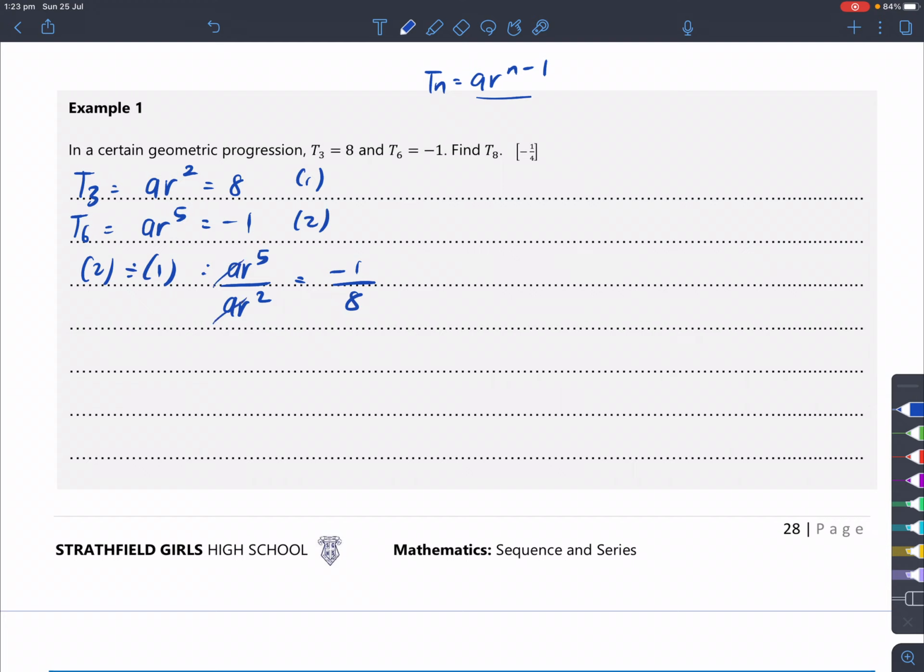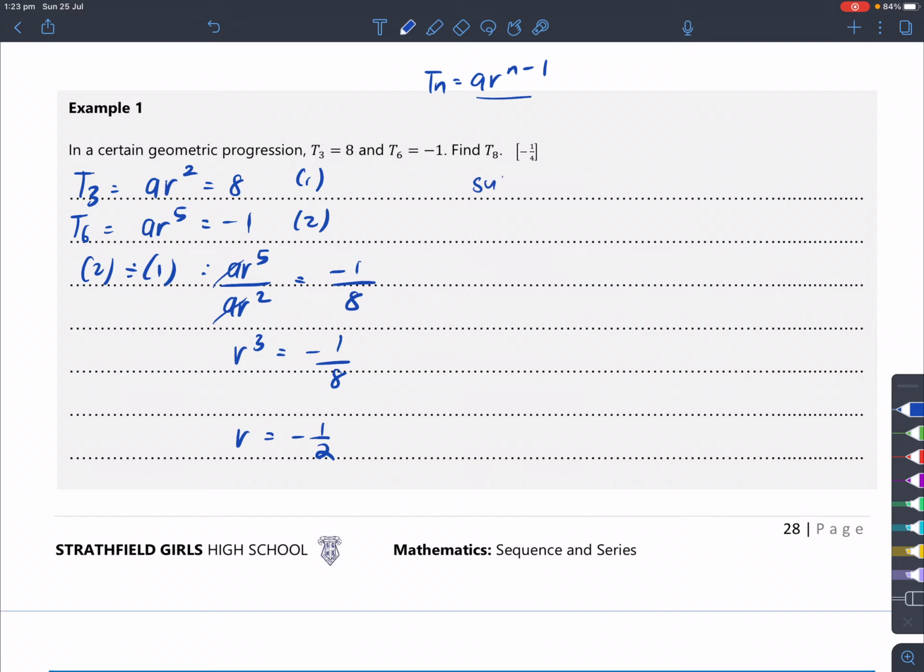And so you can see that the a's cancel out. The r to the power 5 divided by r squared would give you r to the power 3 equals negative 1 over 8. And we simply do the cube root of both sides to obtain r equals negative half. Okay? Now we're not done yet. We just found out what's r. We need to find out what's a. Okay, we don't know our first term at all.